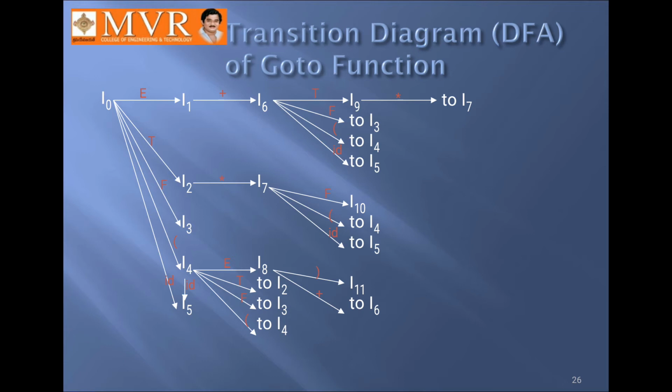The main reasons for the attractiveness of LR parsers are that they handle a large class of context-free grammar and are the most general non-backtracking shift-reduce parser method. An LR parser can detect syntax errors as soon as they occur. LR grammar can describe more languages than LL grammar.